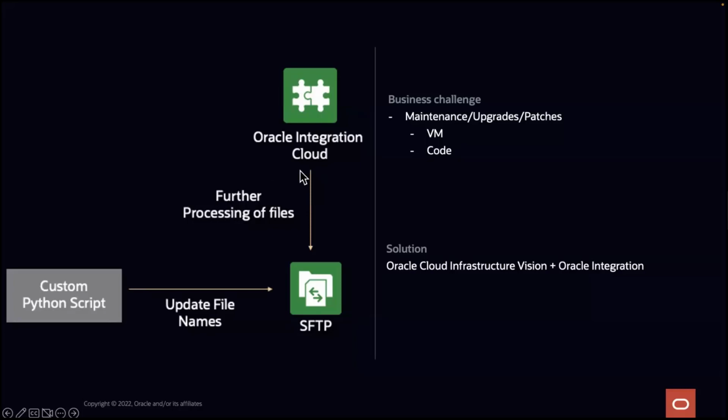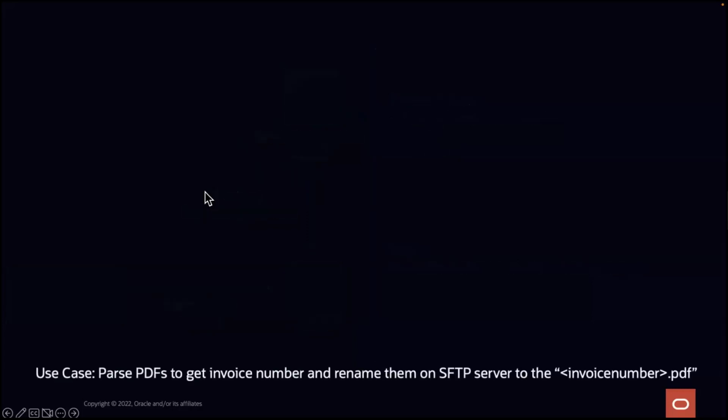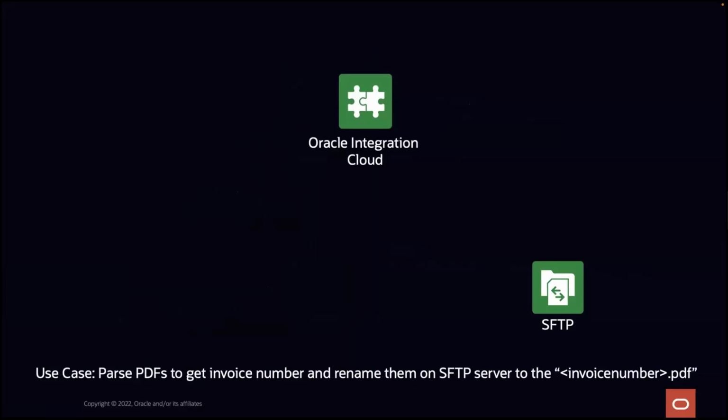There's no one piece where the developer can go and say, okay, this is where I just want to check the solution. So what we came up with is basically Oracle Integration Cloud would be the centerpiece, the orchestrator of the flow. The SFTP server has the invoices. So what OIC would do is fetch the list of invoices.